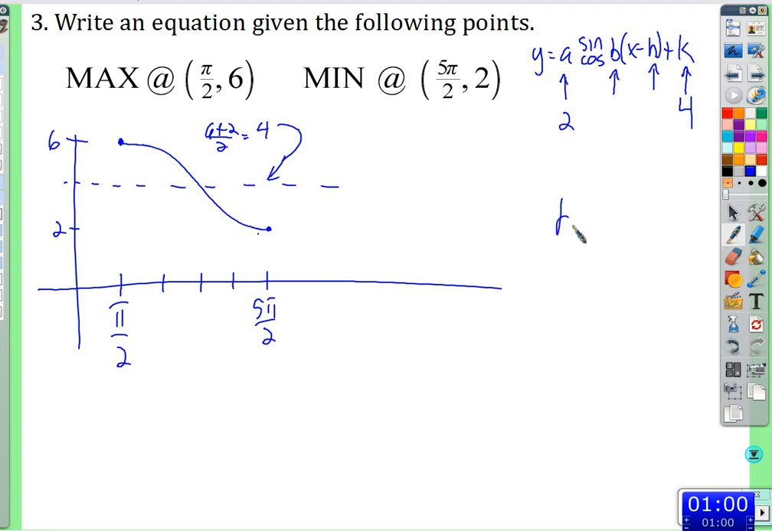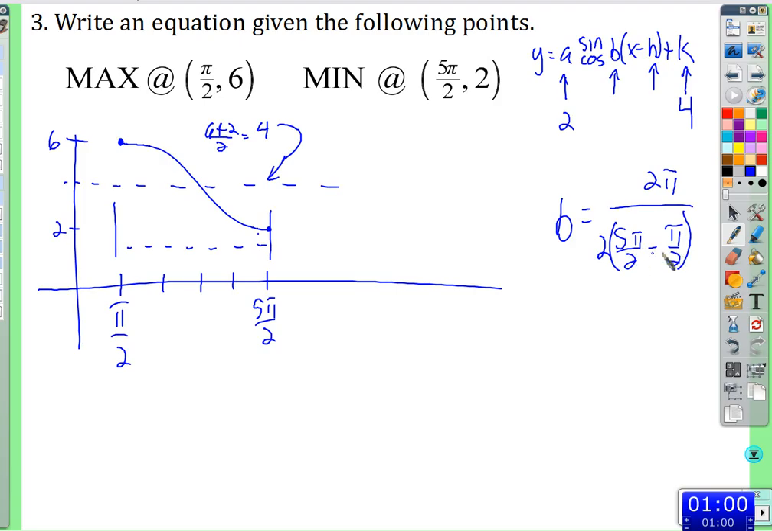B equals 2 pi over the period. Well, we're close. 5 pi over 2 minus pi over 2 will tell us how far it is from there to there. But that's not a full period. That's a half period. So we would multiply that by 2.